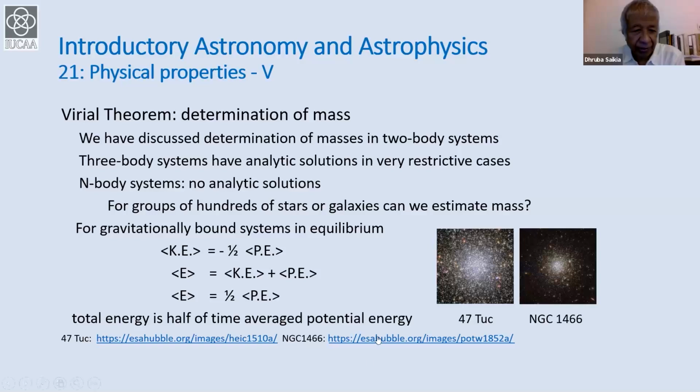Basically, what it tells you is that the kinetic energy of a gravitationally bound system in equilibrium is equal to minus half of the potential energy of the system. And you know that the total energy of the system is kinetic energy plus potential energy. So if you plug that in, you get total energy equal to half the potential energy of the system. Kinetic energy you can estimate from the motions of the stars or galaxies that make up the system, and the potential energy, which depends on the mass of the system, will then give you an estimate of the mass of the system.